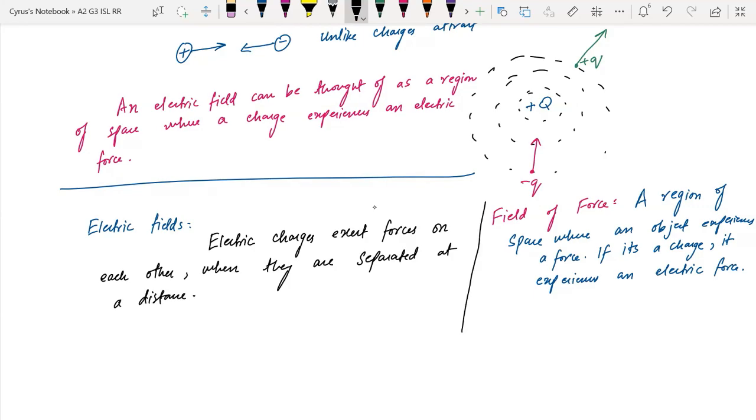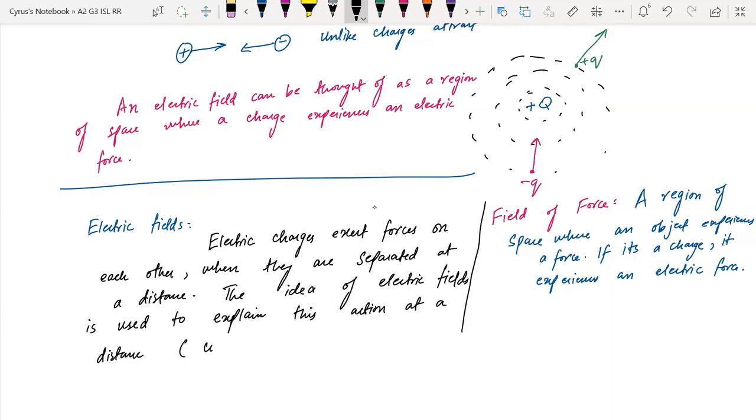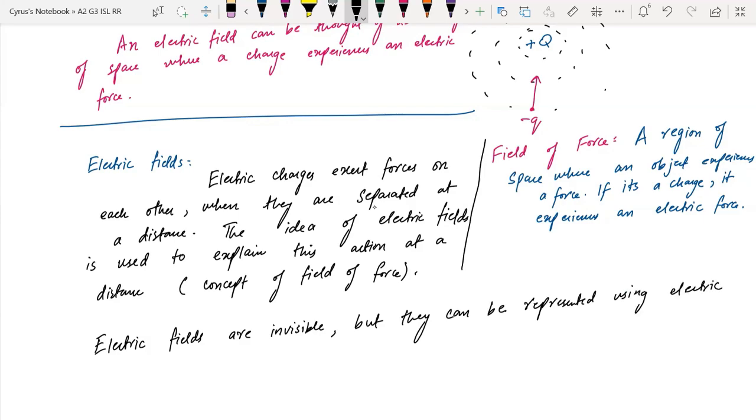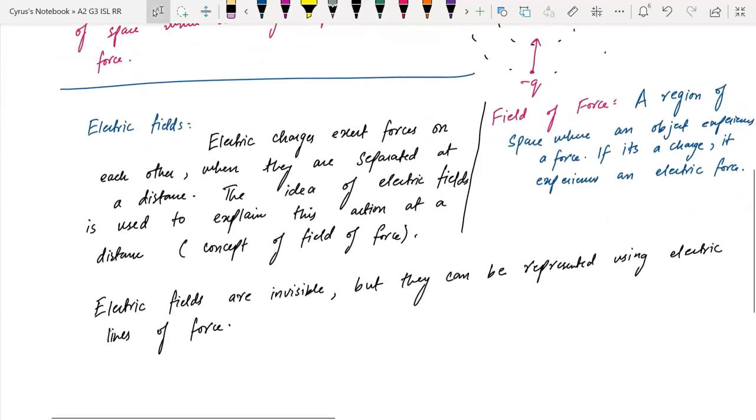And the idea of electric fields is used to explain this action at a distance, the concept of field of force. Electric fields are invisible, but they can be represented using electric lines of force. How do we cater this?